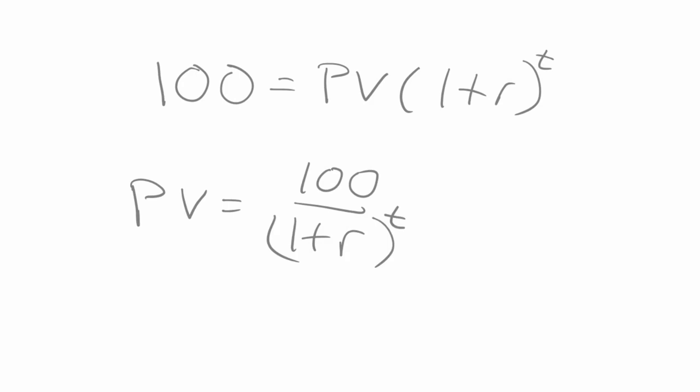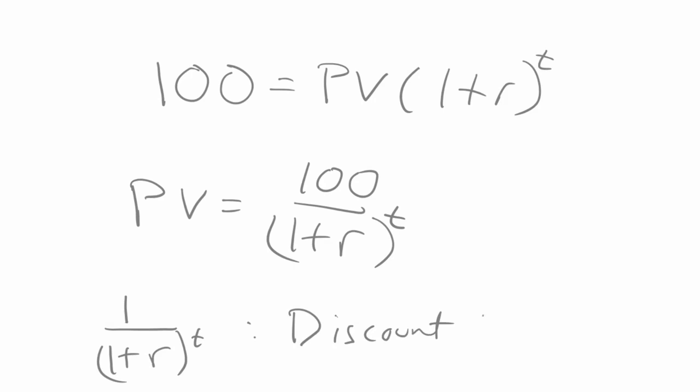So this 1 over 1 plus R to the T has a name. It is sometimes called the discount factor. Sometimes people just call it DF. So that's the simplest present value calculation you can do. You have one cash flow, T years in the future, and then you discount it back to the present. The next most complicated cash flow is something called an annuity.